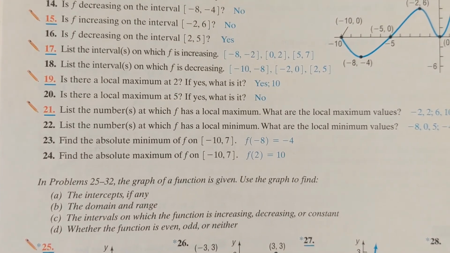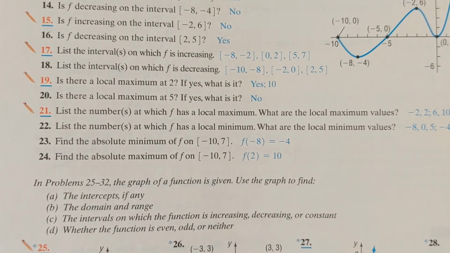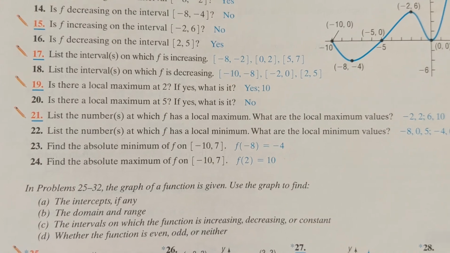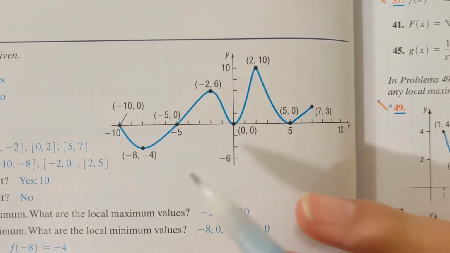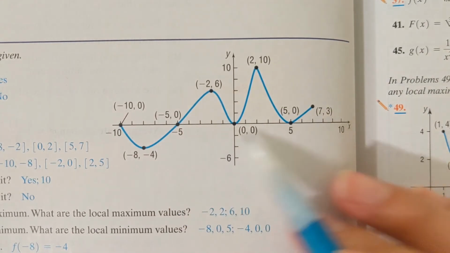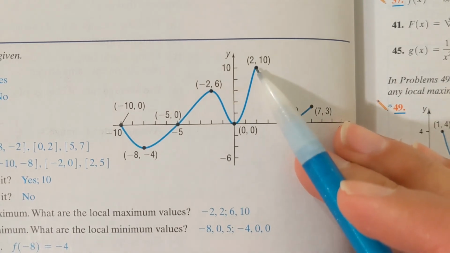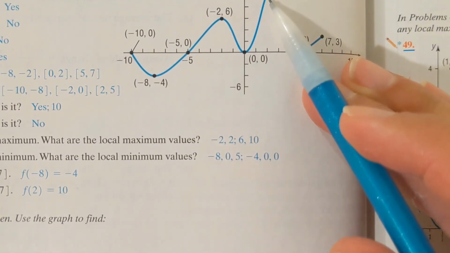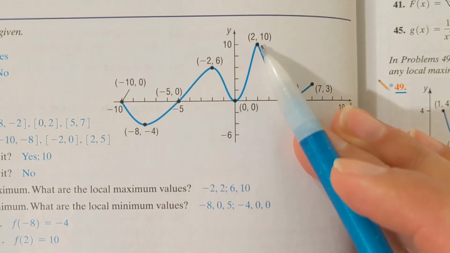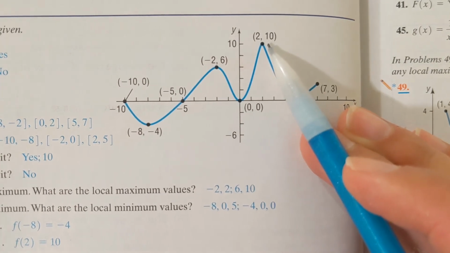Problem 24. Find the absolute maximum of f on the interval -10 to 7. Well, -10 to 7, that's the entire graph there. Here's the local max at 2, 10. So 10 would be my answer.